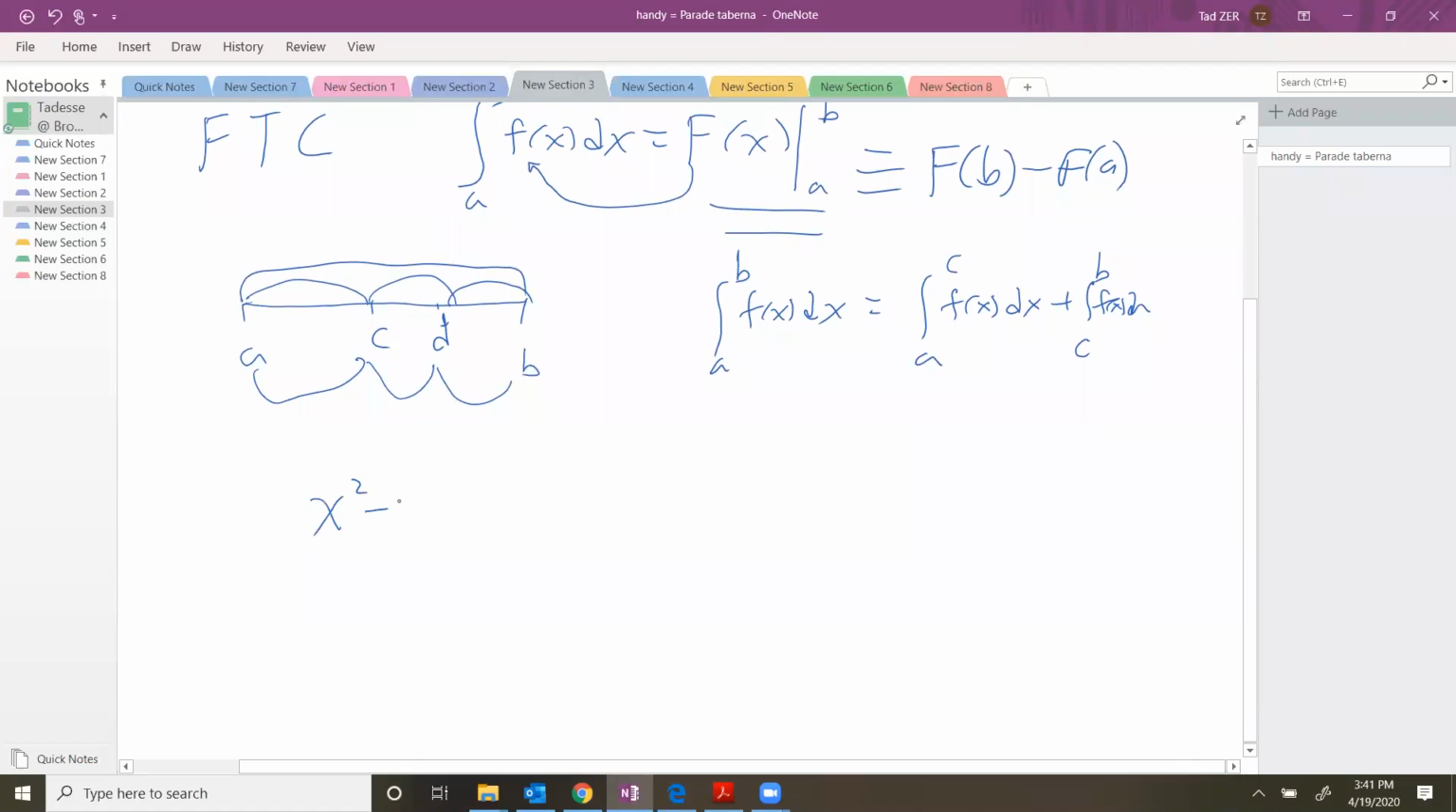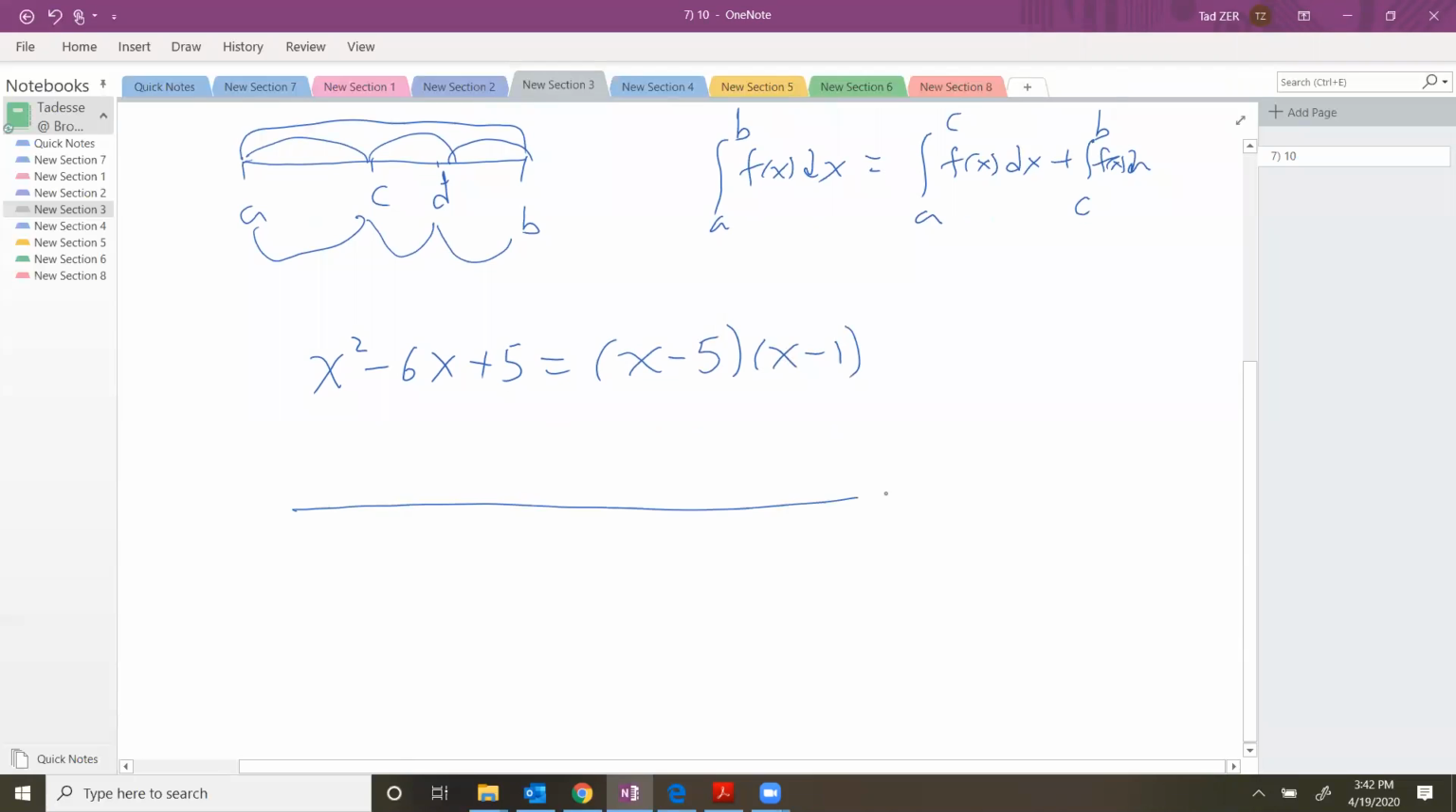So I have x squared minus 6x plus 5. This can be factored as x minus 5 times x minus 1. Very good. So let's see the sign. I have x equal to 1, I have x equal to 5. Actually we are looking only from 0 to 10. I don't really care about the others.